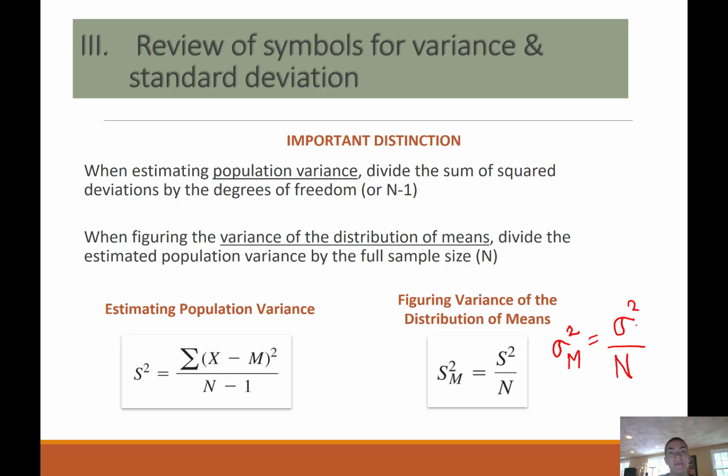We're doing the same thing here, except we're using the estimated variance of the population. So we're dividing the estimated variance of the population by n still, that doesn't change, to get the variance of the distribution of means. So the symbol changed here, but the process hasn't changed.